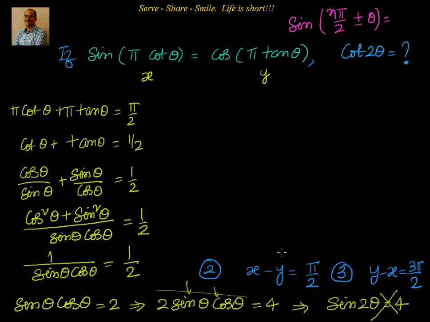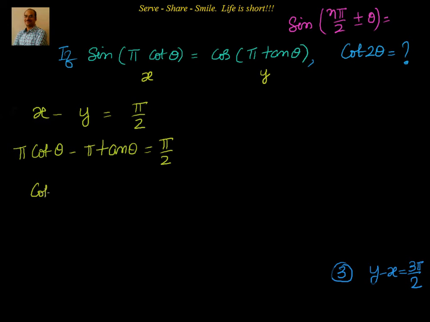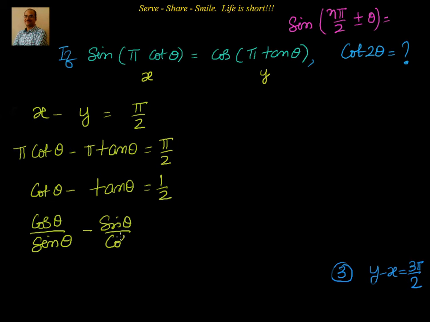So we'll move to the next one, that is x minus y equal to pi by 2. X minus y is pi by 2. Let us substitute the values. We have pi cot theta minus pi tan theta is equal to pi by 2. Divide with pi, I will have cot theta minus tan theta equal to 1 by 2. And if I simplify this, convert them into cos and sine, I will have cos theta by sine theta minus sine theta by cos theta equal to 1 by 2.